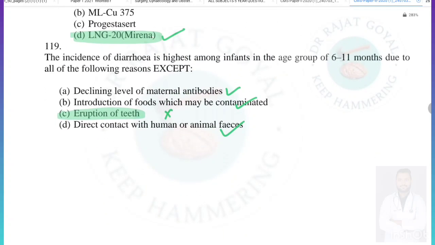The incidence of diarrhea is highest among infants in the age group 6 to 11 months due to all the following reasons except. Declining level of maternal antibodies, this is true. Introduction of food which may be contaminated, yes, this is true. Eruption of the teeth is not related to diarrhea, so this is not a correct option. Answer will be this one. Direct contact with human and animal feces, this can be true. So answer here will be C.